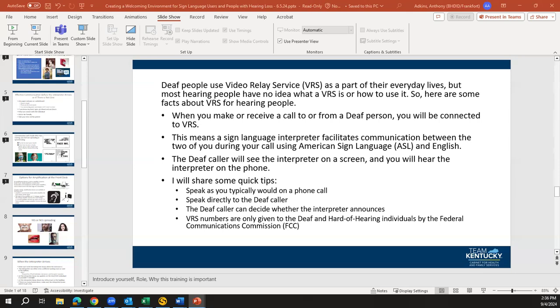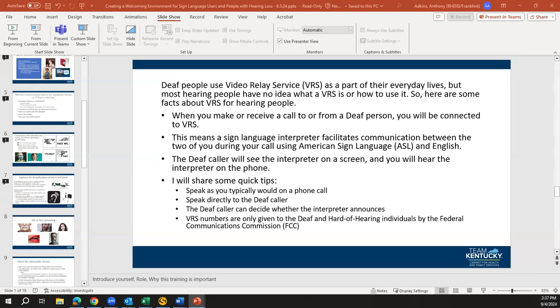Just speak as you normally would when you're on the call. Be direct to the deaf individual, not through the interpreter. Don't say, tell him, tell her, or, okay, I'm hearing a female voice, so I must be talking to a female. Tell her, tell her. Don't do things like that. That is another one of our pet peeves in the community as well. Just speak directly to us.